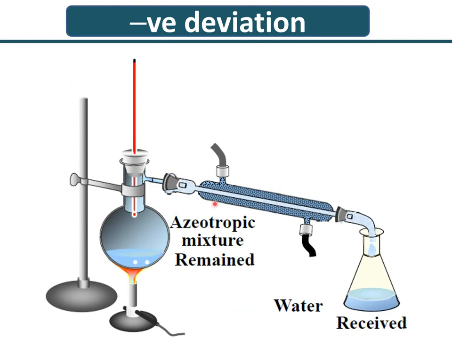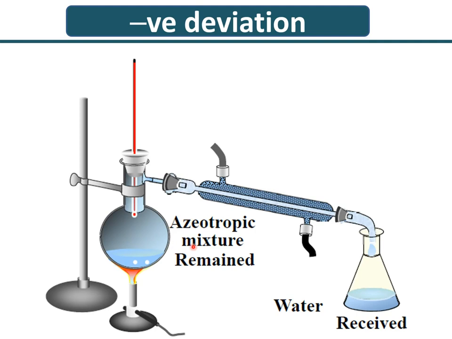And the diagram in this figure represents the case. So eventually in the distilling flask, the azeotrope will remain, and only water will be separated in the receiving flask. So basically, what you did here, you tried to concentrate the HCl in the distilling flask, but there is no way to separate HCl from water. No way to separate HCl completely from water.